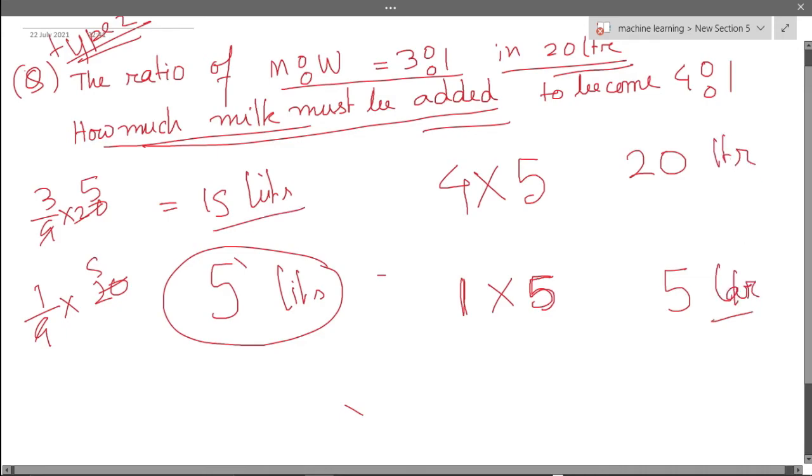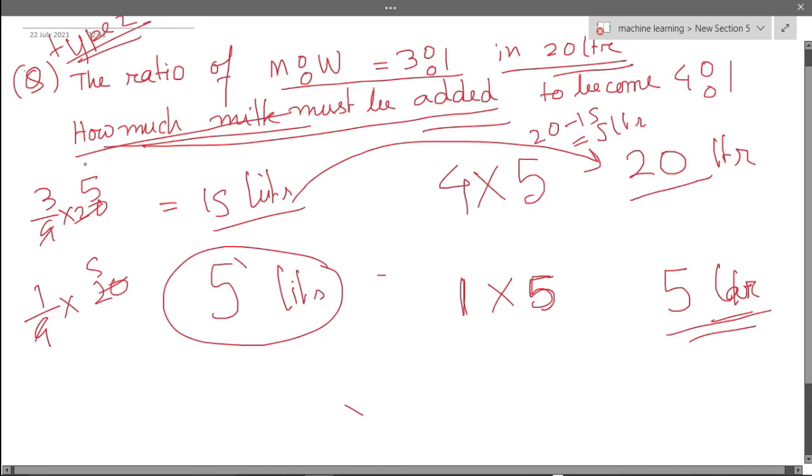So after adding some milk, the value of milk is 20 liters and the value of water is 5 liters. So how much milk has been added? The milk added is 20 minus 15, which is equal to 5 liters. So 5 liters of milk must be added to make the ratio 4:1.